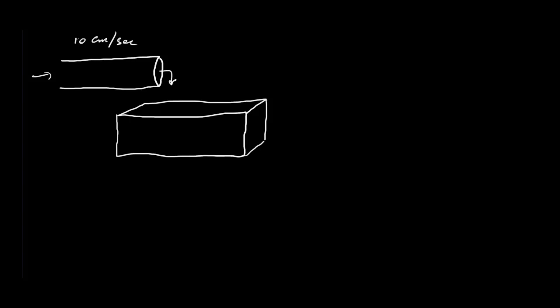Now the radius of this pipe, let's say, is 4 centimeters. So R here is equal to 4 centimeters. This is our radius here. Okay, now the tank as well has dimensions, let's say 60 centimeters in length, 60 centimeters this way, and let's say 20 centimeters width here.